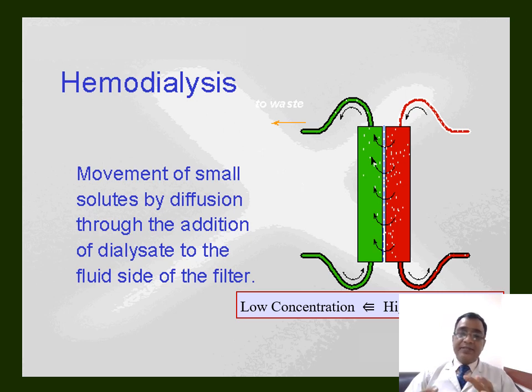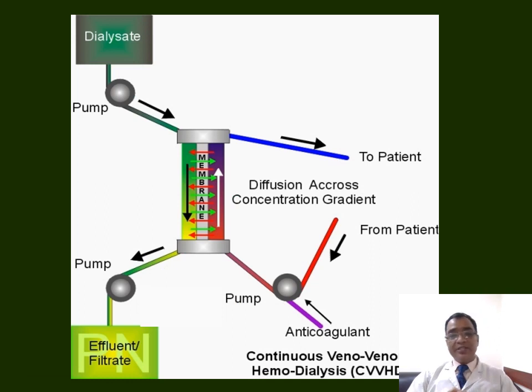And this is happening here, the diffusion is happening during the hemodialysis. This is the typical hemodialysis. How does it look in the CRRT ray diagram?